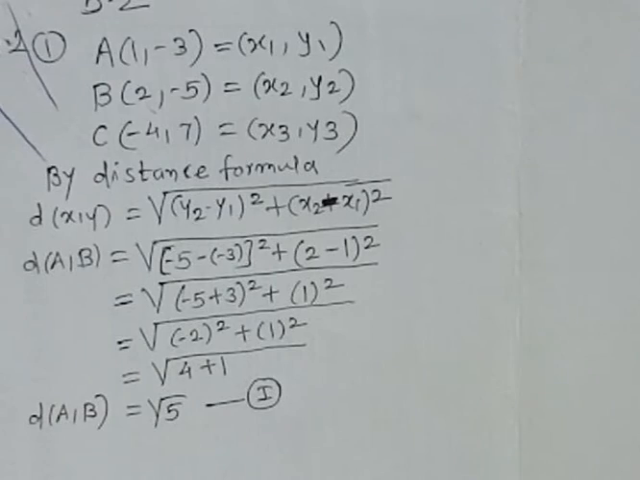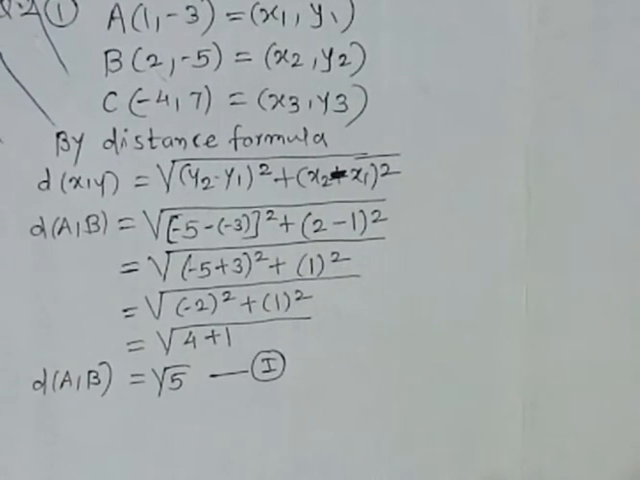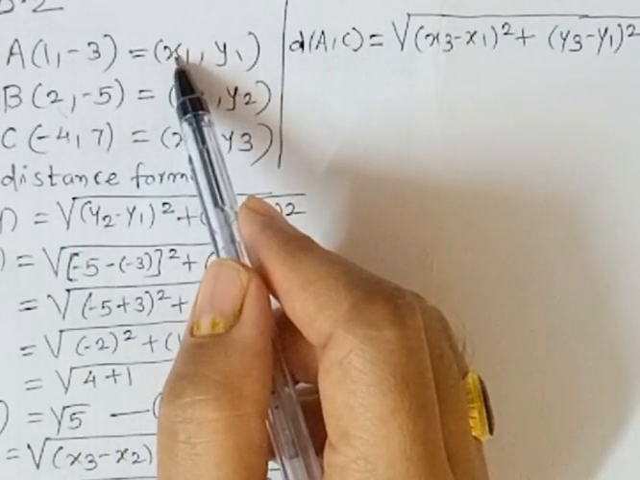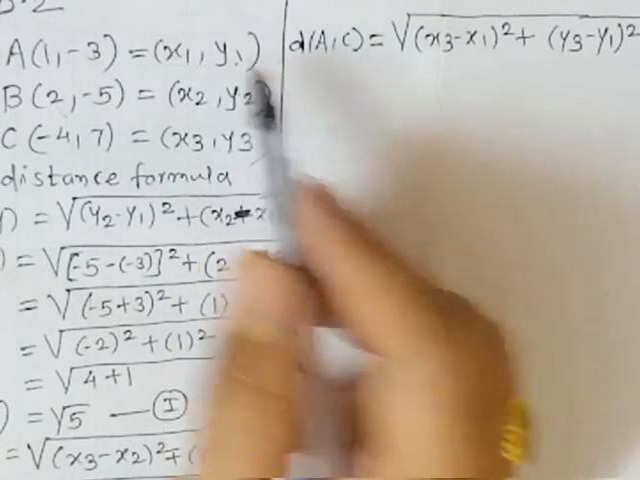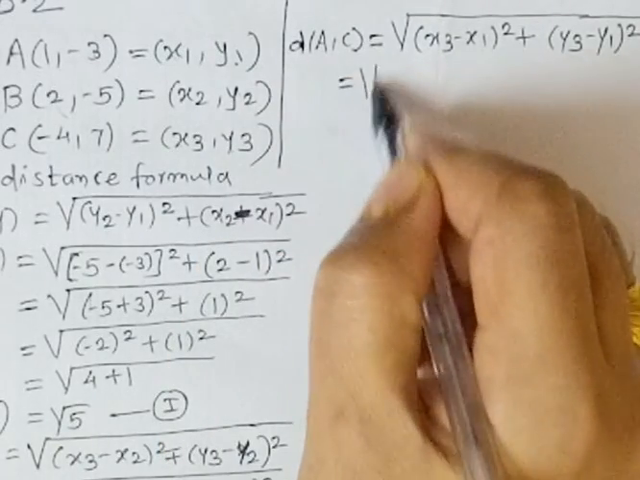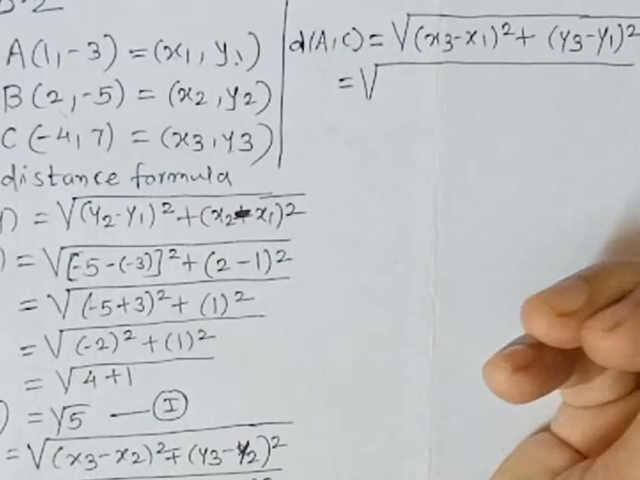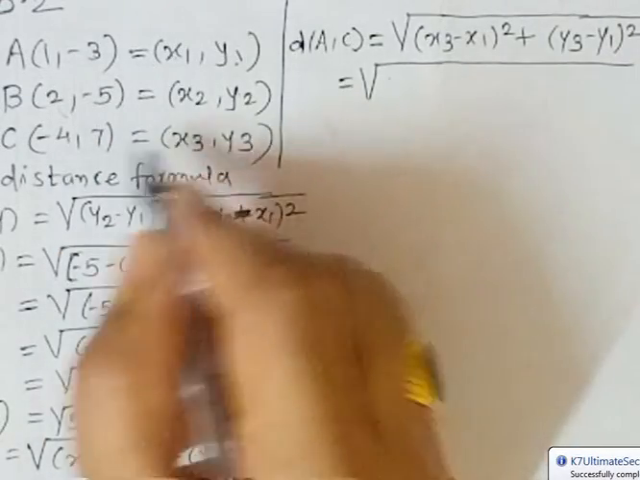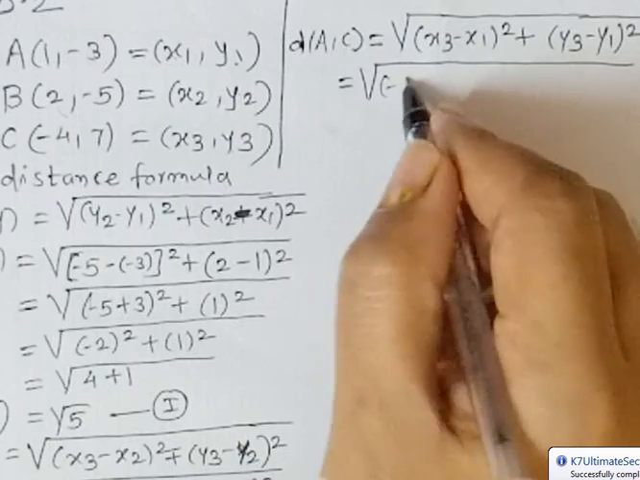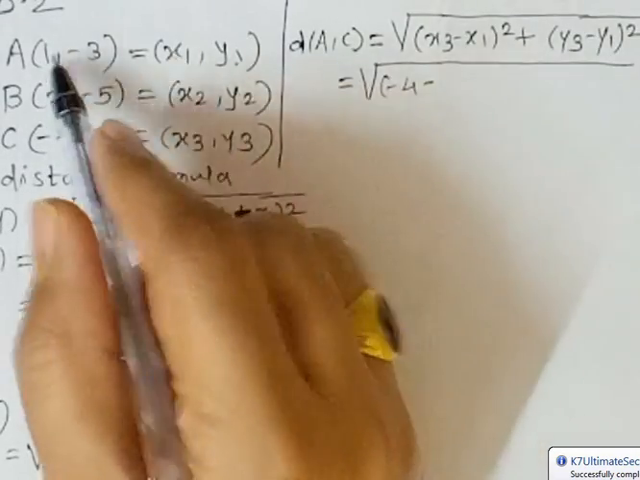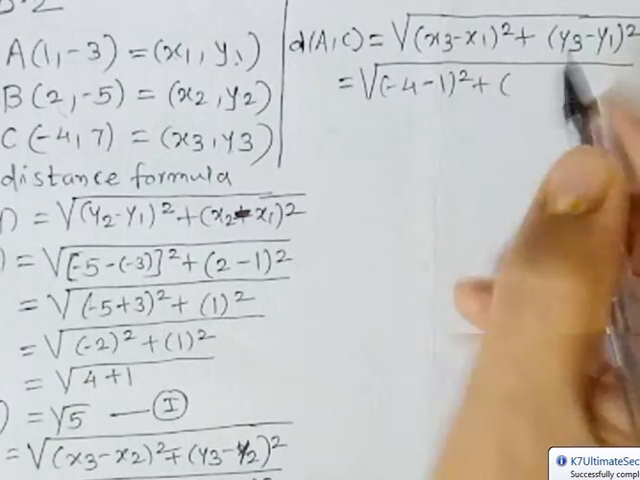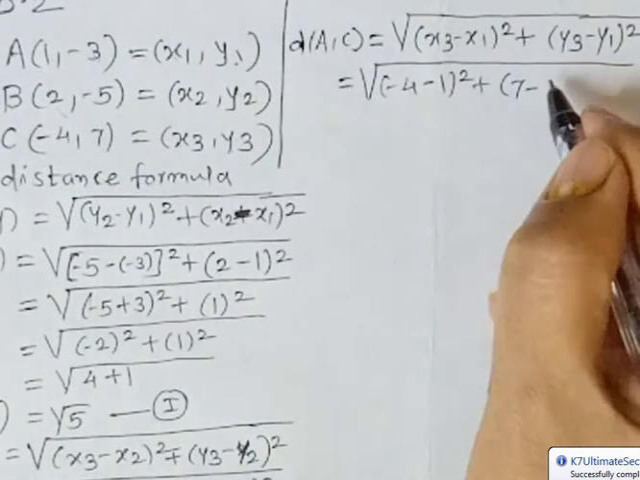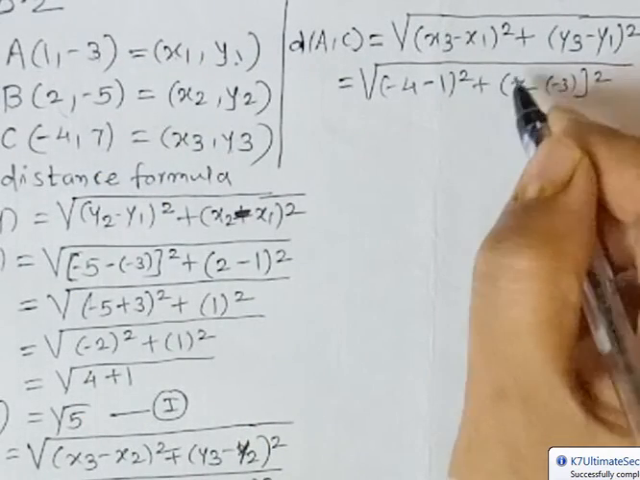Now similarly we have to find out distance AC. For AC, (x3 minus x1) to the whole square plus (y3 minus y1) to the whole square. This comes to be equal to under root. Now see here x3 is minus 4 minus x1 is 1 to the whole square plus y3 is 7 minus y1 is minus 3 to the whole square.